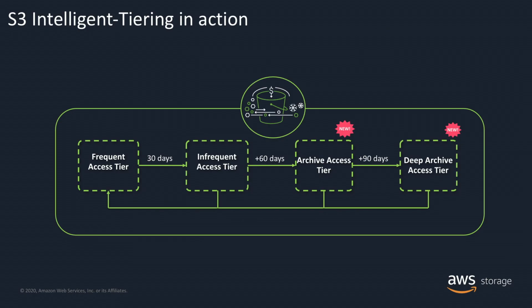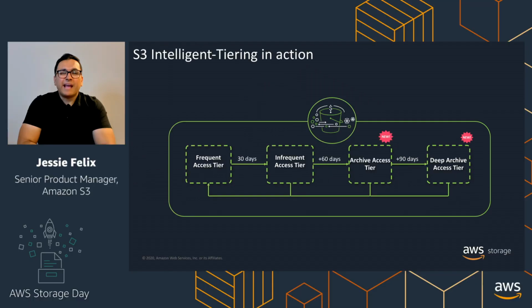So let's talk more about how it works. For a small monthly object monitoring and automation fee, S3 Intelligent-Tiering monitors access patterns and automatically moves objects that have not been accessed for 30 consecutive days from the frequent access tier to the infrequent access tier. Objects stored in the frequent and infrequent access tier have millisecond access and high throughput performance. And what that means is that they are always available for immediate access when they are needed.